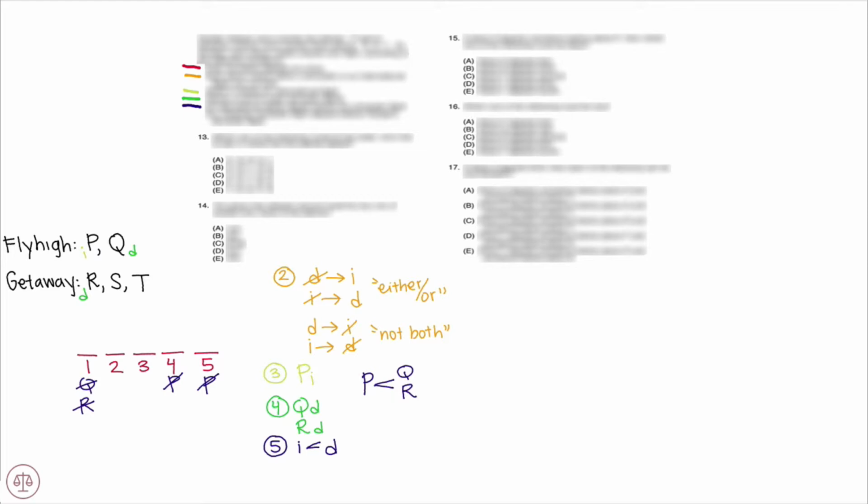Now, rule number 6, any Getaway domestic flight departs before Flyhigh's domestic flight. So we know Getaway domestic is before Flyhigh domestic. Well, we know that Getaway domestic is R and Flyhigh domestic is Q. So that means R has to be before Q, meaning we can redraw this diagram here and make that P, then R, and then Q. So that tells us that R can't be 5th because R has Q after it.